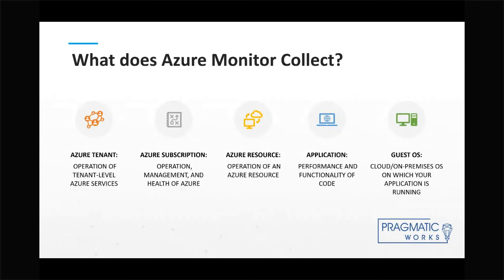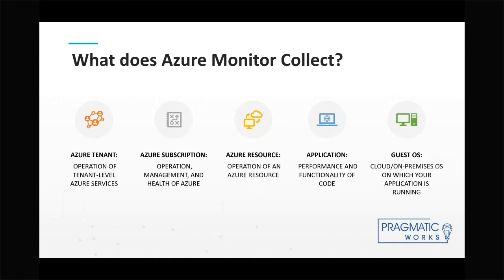Going one step deeper, Azure resources within the tenant and within a subscription are also being monitored, specifically the performance and the health of these resources. So is your SQL database performing optimally? Is there an issue with a certain virtual machine you have deployed? How is the networking performing in your environment? All of these things are collected by Azure Monitor itself by default as well.